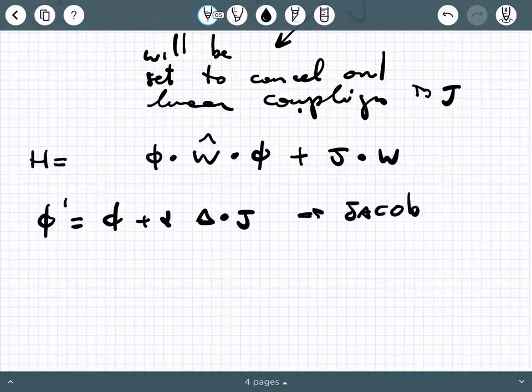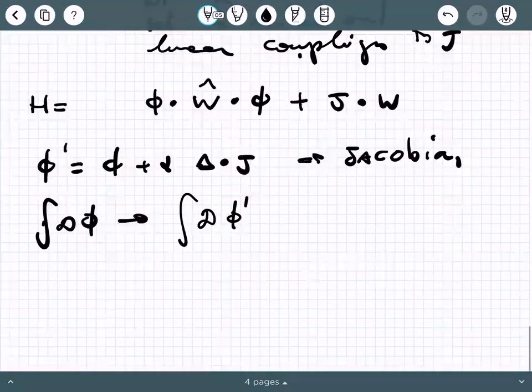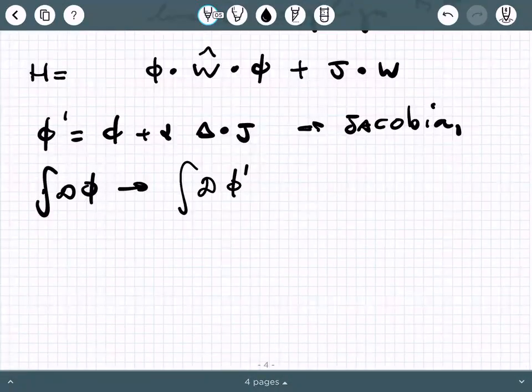Okay. First of all, we notice that the Jacobian of this transformation is simply 1, because shifting variable doesn't change the Jacobian, right? So that means that basically D phi will go into D phi prime. The measure is left unchanged. So now everything that is left to look at is the Hamiltonian, the exponent. So let's look at the exponent.